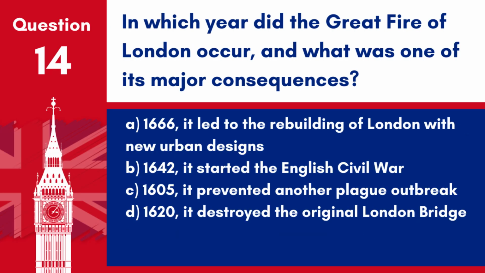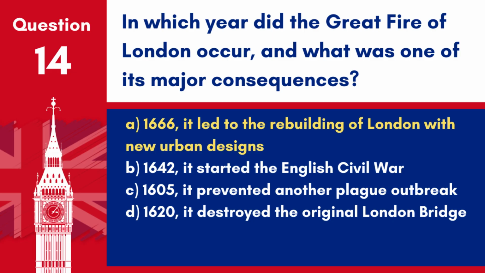Question 14. In which year did the Great Fire of London occur, and what was one of its major consequences? A. 1666. It led to the rebuilding of London with new urban designs. B. 1642. It started the English Civil War. C. 1605. It prevented another plague outbreak. D. 1620. It destroyed the original London Bridge.